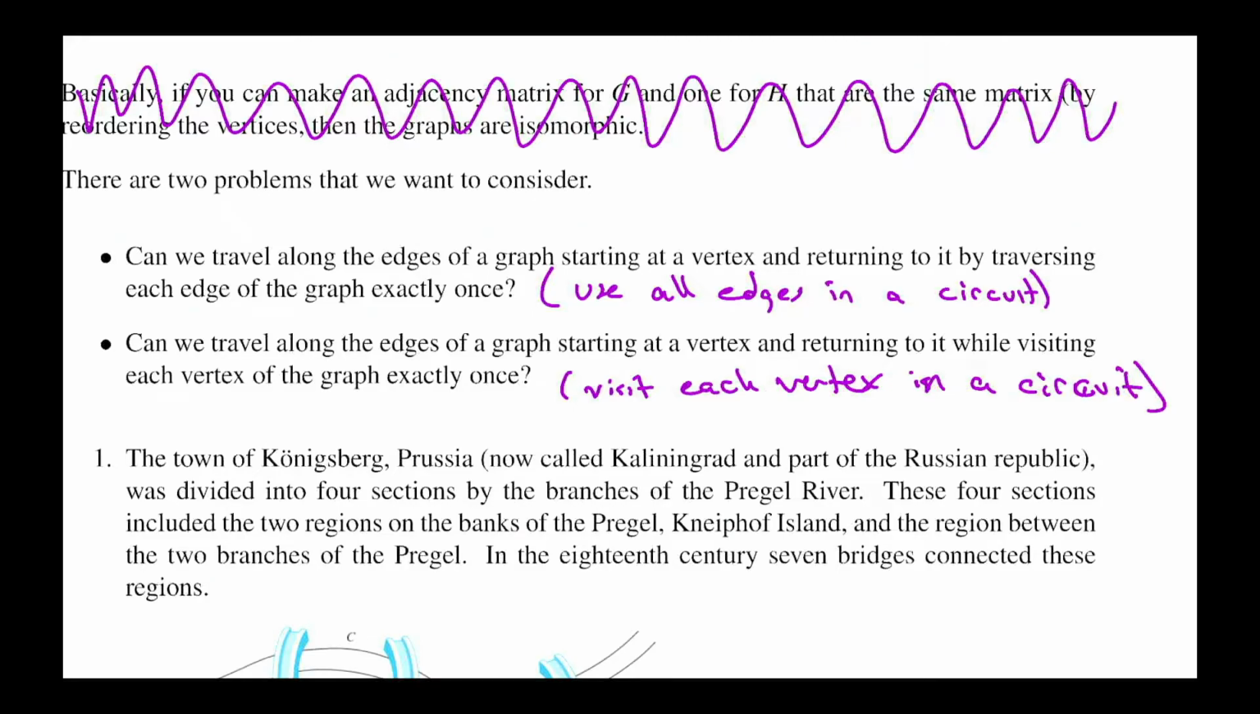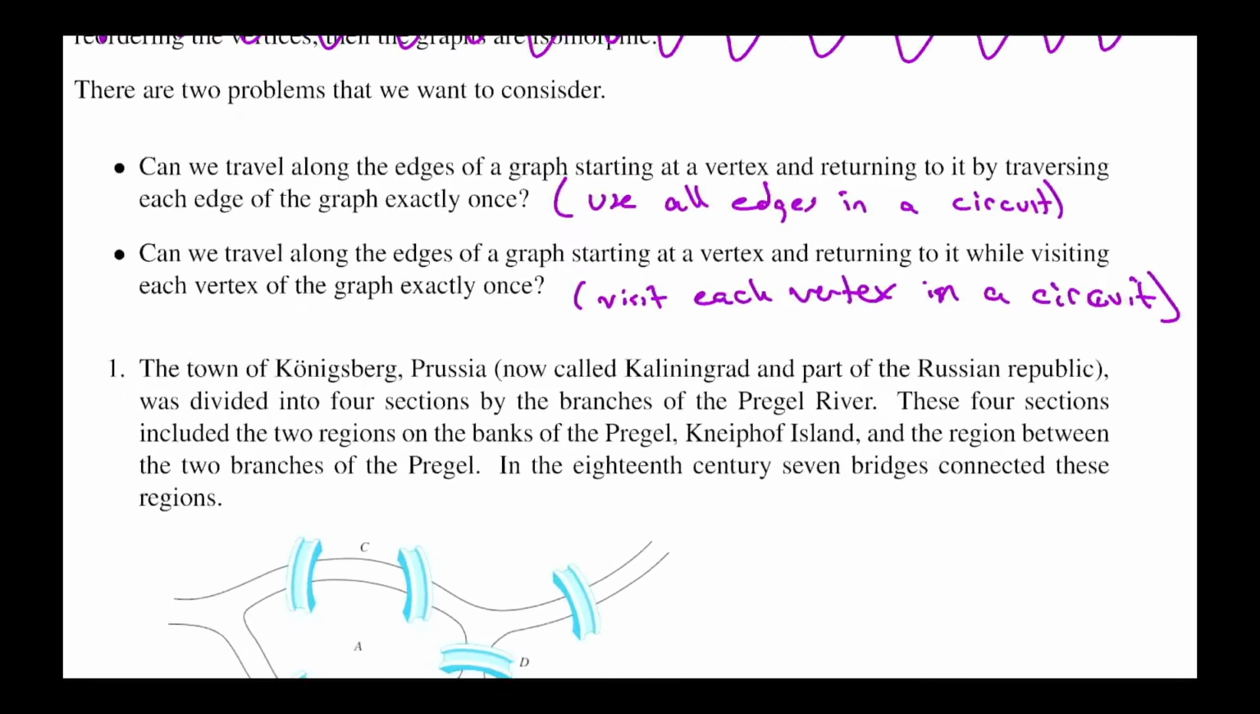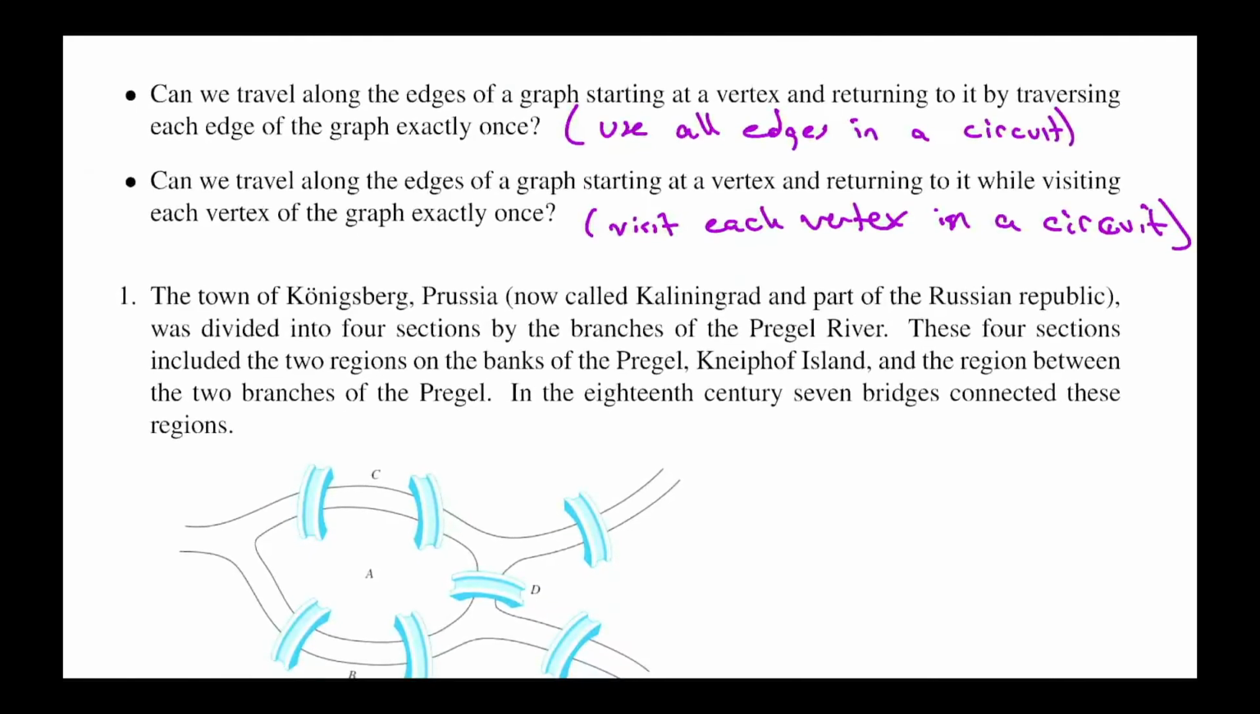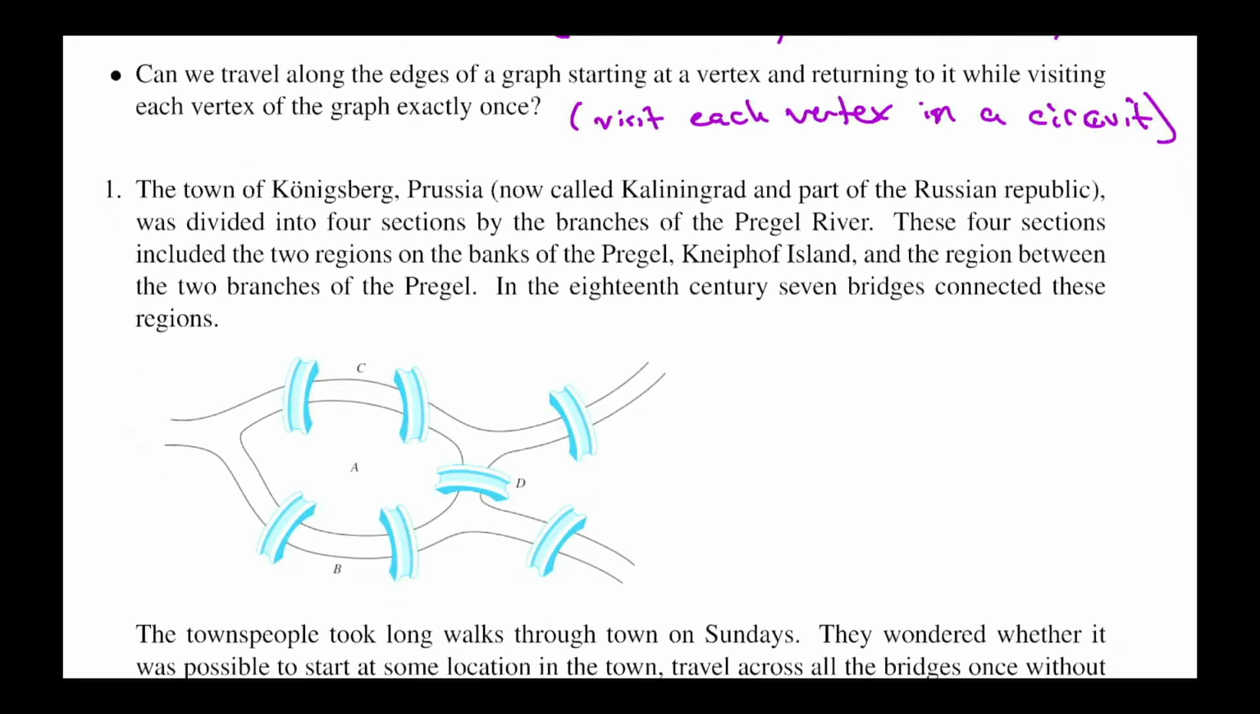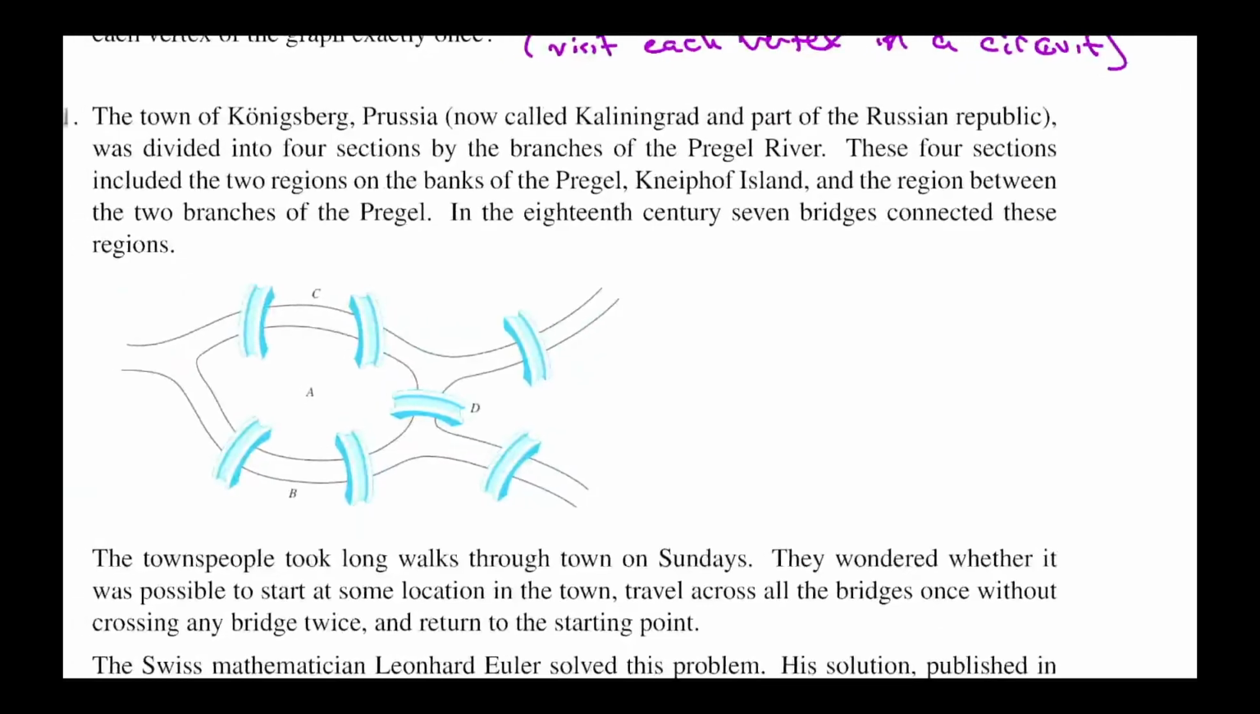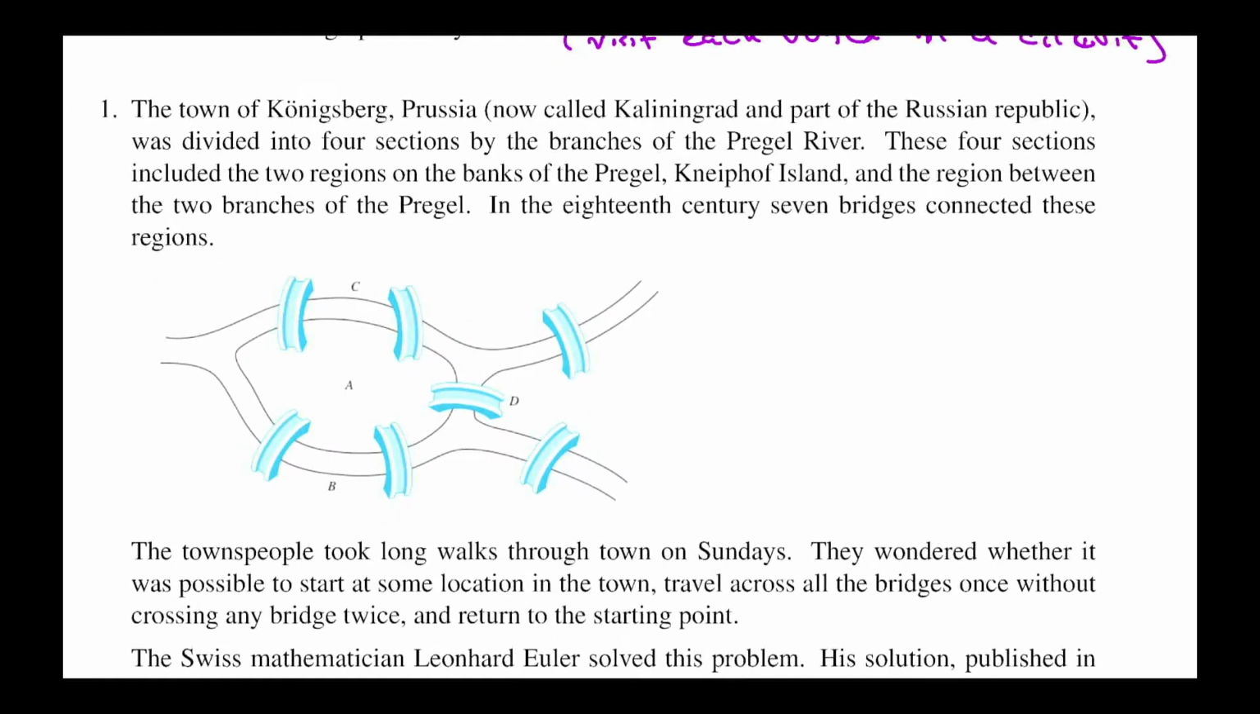Okay. And we know what circuits are, so those make sense. So here is a problem that this was originally proposed to solve. We've got a town, I think that's Königsberg, something like that. Doesn't really matter. But the Königsberg bridge problem is what this is called.